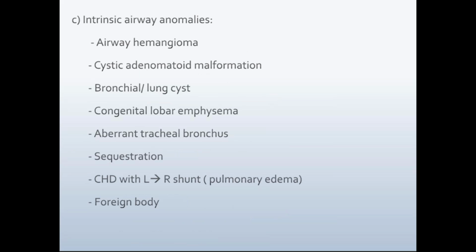So, intrinsic airway anomalies. Intrinsic airway abnormalities could be airway hemangiomas or cystic adenomatoid malformations. The wheeze need not always be due to obstruction by edema or inflammation. It could be any other anomaly also, like bronchial or lung cyst, congenital lobar emphysema, aberrant tracheal bronchus, sequestration of a lobe of lung, and particularly congenital heart diseases with left to right shunt, where pulmonary edema leads to bronchial lymphatic obstruction and also bronchial edema, leading to cardiac wheeze, and also foreign body.